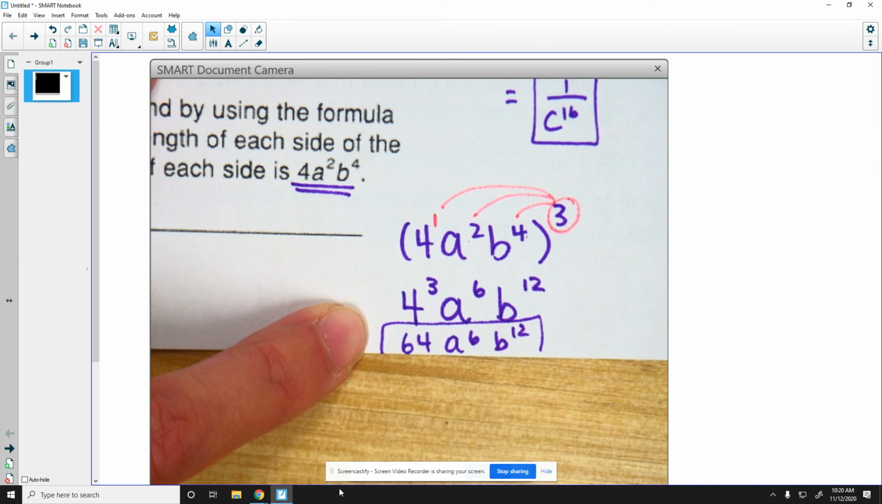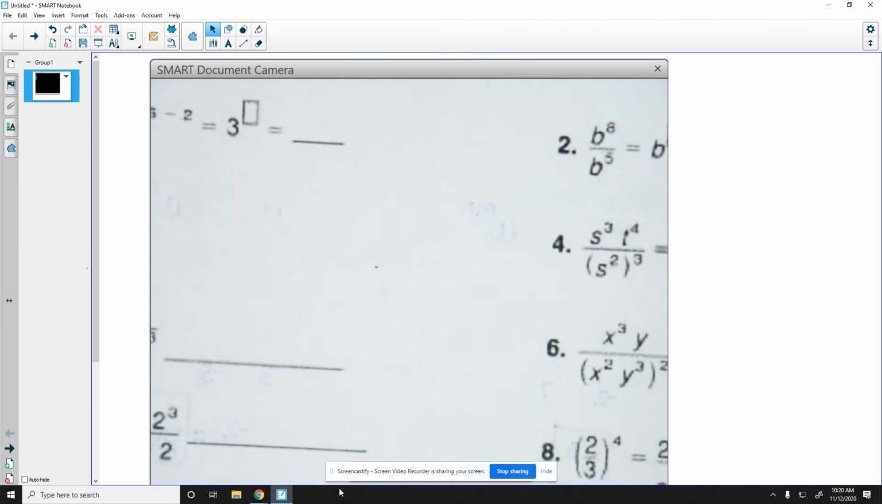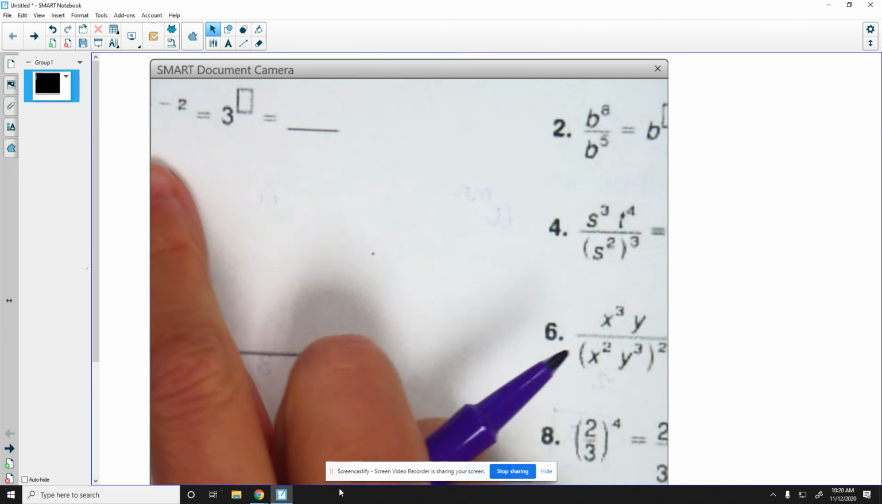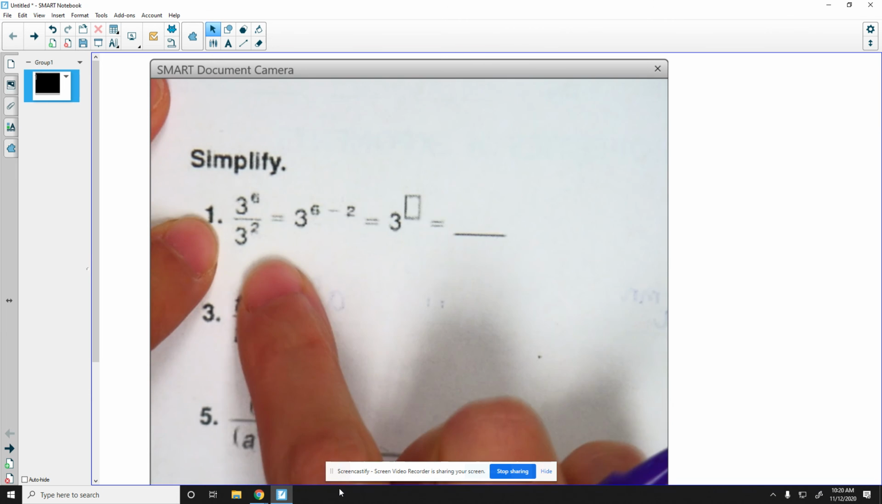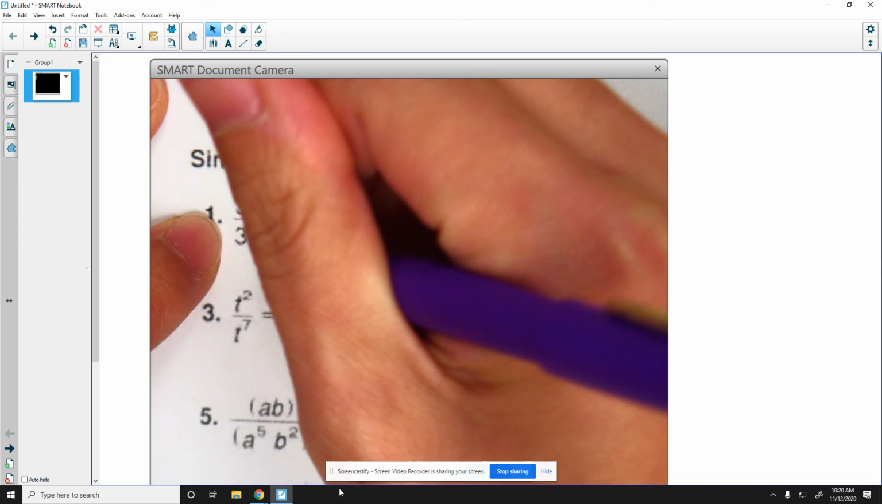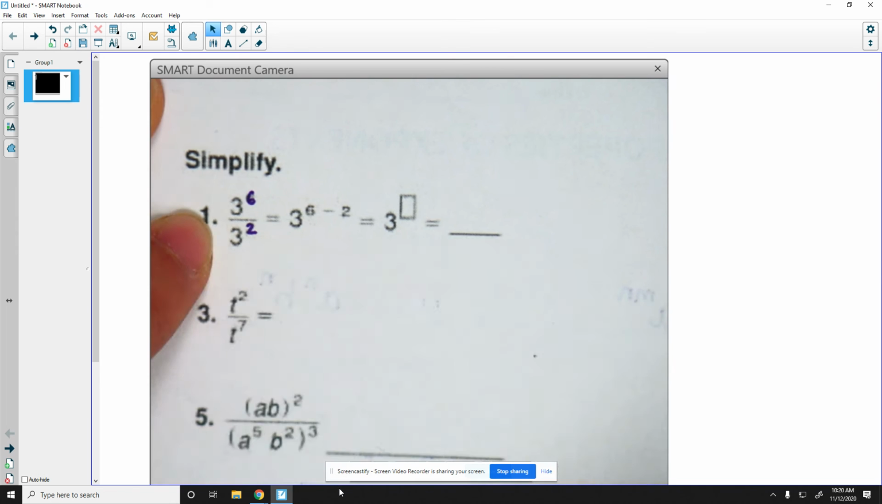Okay, if you didn't think that was complicated enough, look at the back side. Okay, here's another rule. This is a 6 and a 2. I know that the copying is not so great.